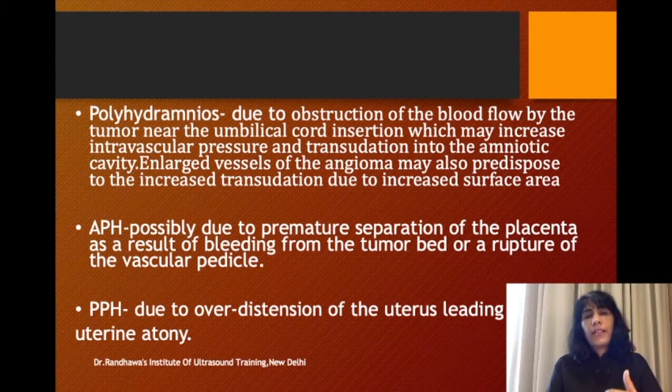Postpartum hemorrhage, why may it occur? Because if the mass is very large, it is going to distend the uterus, and this may lead to uterine atony.